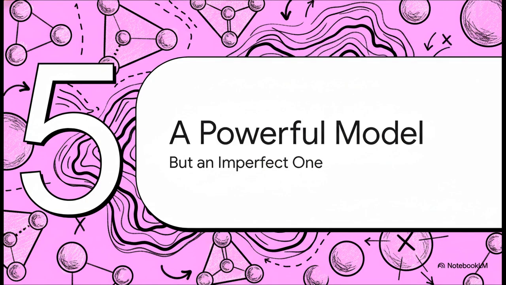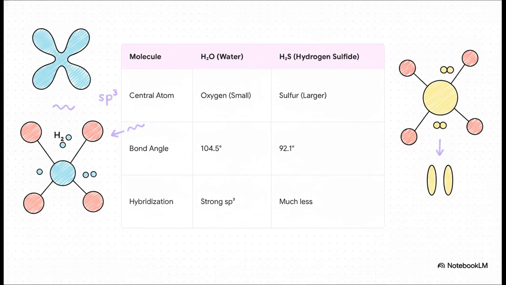But before we wrap up, there's one last really crucial thing we need to talk about. Hybridization is an incredibly powerful model, but we have to remember that it is just that, a model. It's not a perfect snapshot of physical reality. Just look at this comparison. For water, the 104.5-degree angle clearly points to sp3 hybridization.